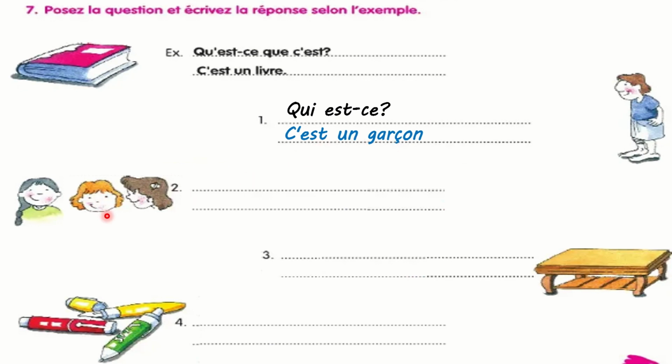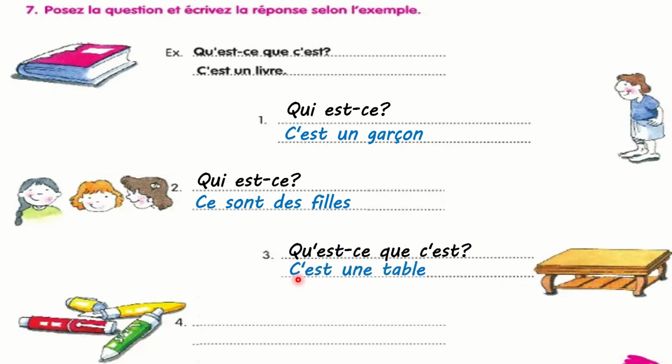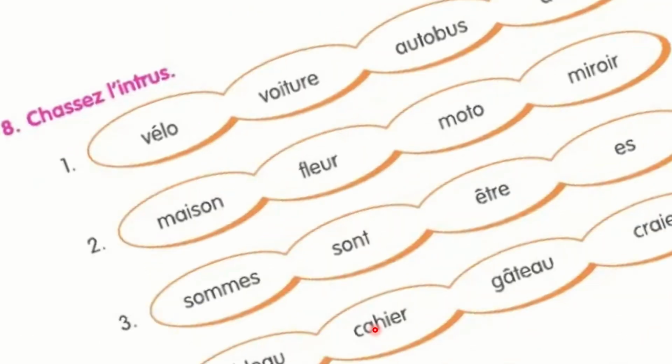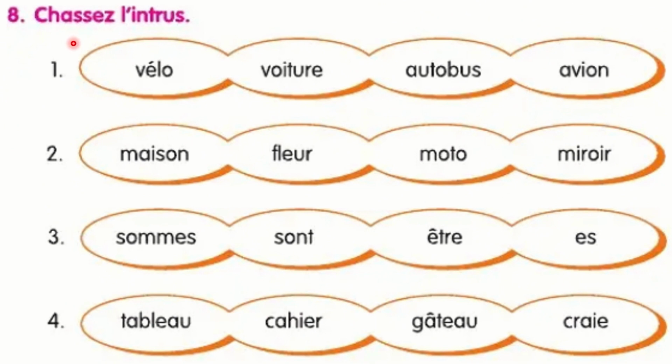Now in the second image we can see a few girls. We'll say it as qui est? Who are these? Ce sont des filles. These are some girls. Now in the third part we can see the table. Well, we'll say qu'est-ce que c'est? What is this? C'est une table. It's a table. Now in the fourth part we can see a few pens. So we'll write qu'est-ce que c'est? What are these? Ce sont des stylos. These are some pens.